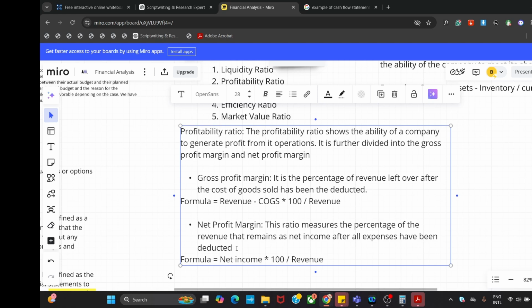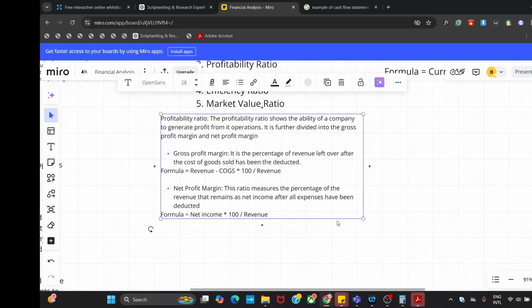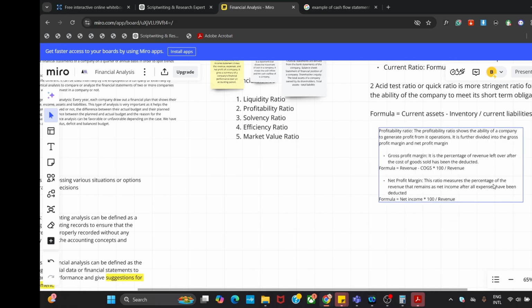In the next video, like I mentioned, we are going to be applying all these formulas. So we'll be understanding how these formulas are used when actually working with a bank statement. Let's go ahead and push this and keep this here.